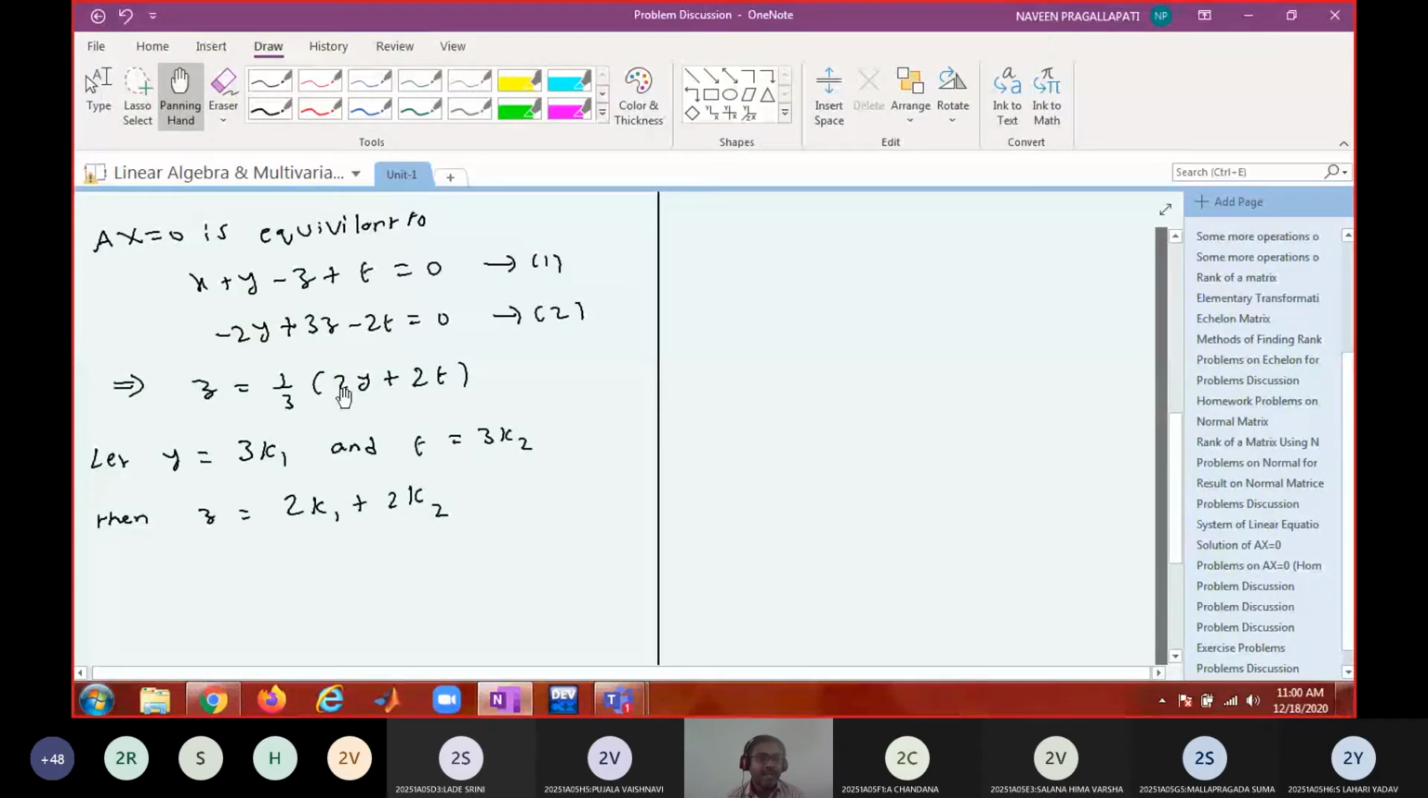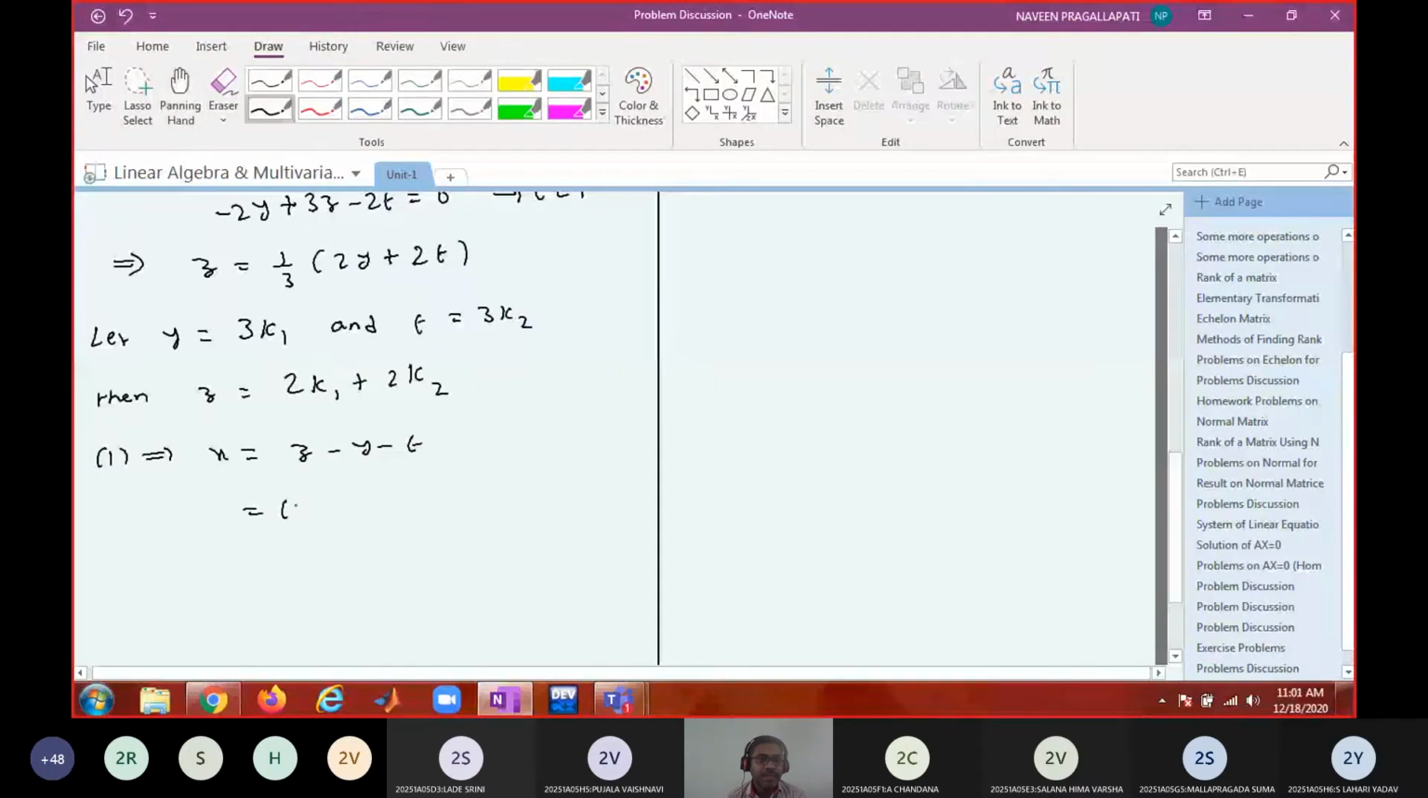Is that okay? Therefore, what will be the first expression? X equal to z minus y minus t. Substitute those values and tell me what is z: 2k1 plus 2k2.